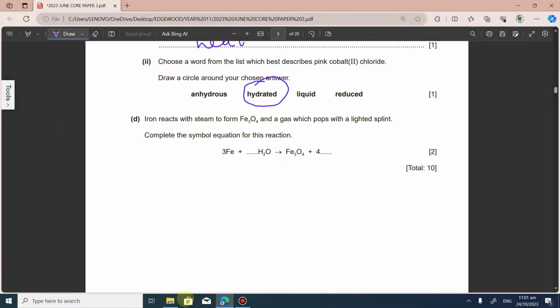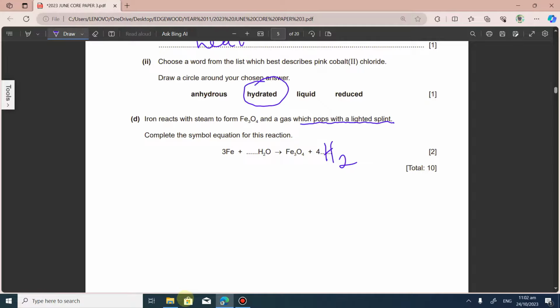Iron reacts with steam to form this compound and a gas which pops with a lighted splint. This information is very important. The first thing that should come to your mind is, what is that gas that pops with a lighted splint? The answer is simply hydrogen gas. So to complete the equation, we have hydrogen gas, because that's the only gas that pops with a lighted splint, while oxygen gas reignites a glowing splint.